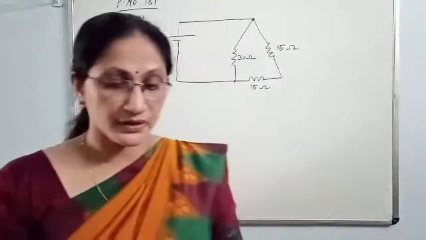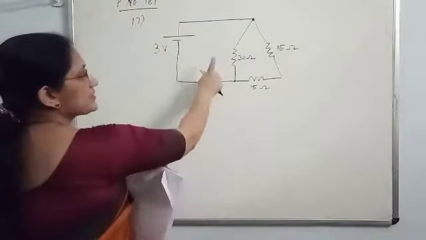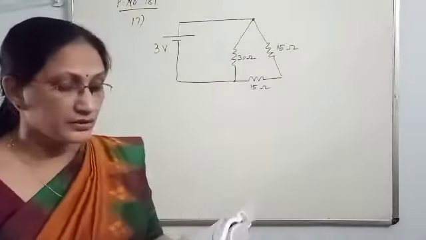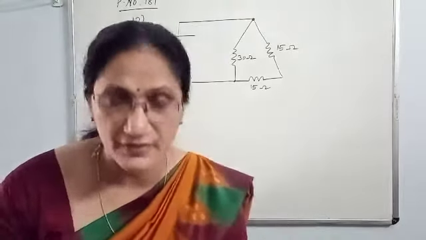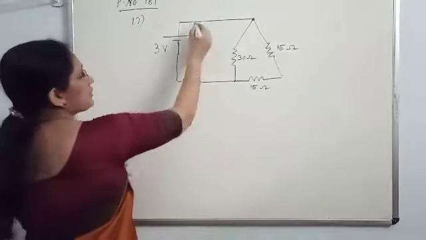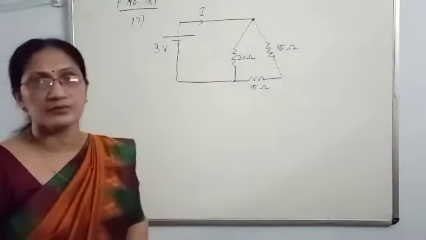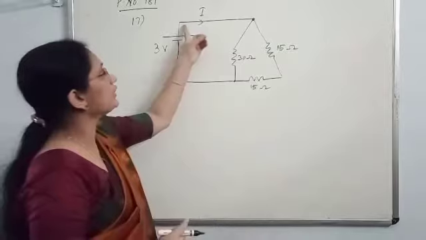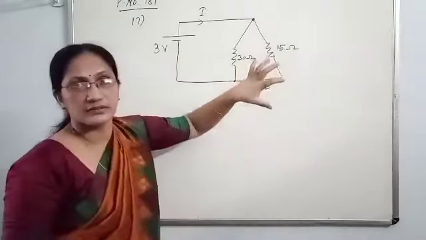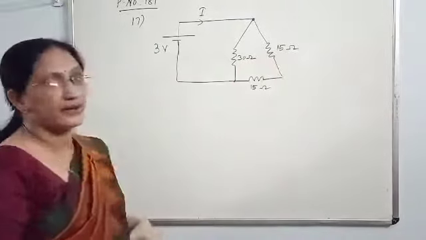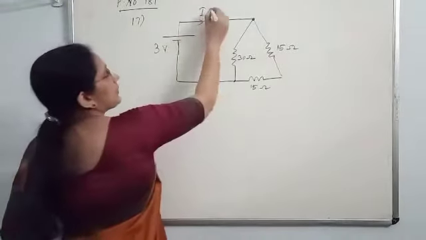Next question, page number 181, question number 17. This is the diagram given. Find the value of current drawn from the cell. Means what is the I value? You are asked to find out how much current is flowing in the circuit. Current flow will happen in this way. Here 3 resistors are there. How will we find out the total resistance? You know I is equal to V by R.